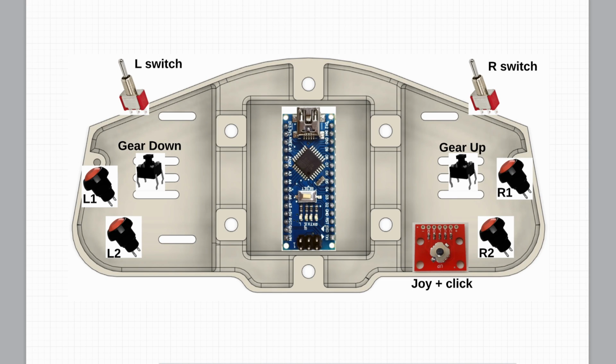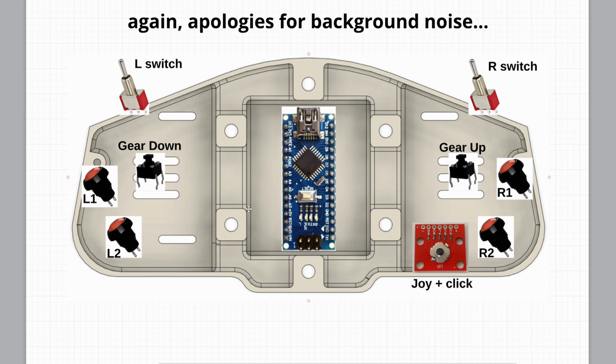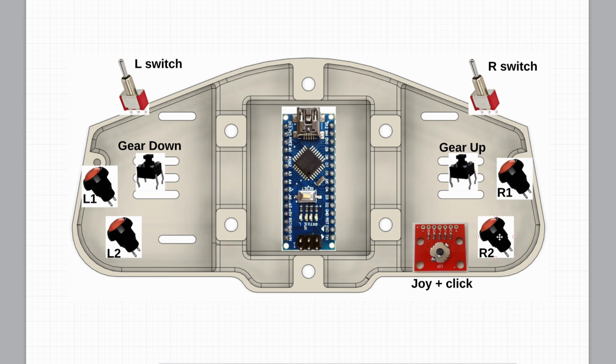Next step is to design the wiring. First is a quick overview of all the components that we need to connect to the Arduino. So we have our two toggle switches, the four buttons that come with the wheel, the gear up and gear down buttons, and then the joystick, which also has a click button in it.